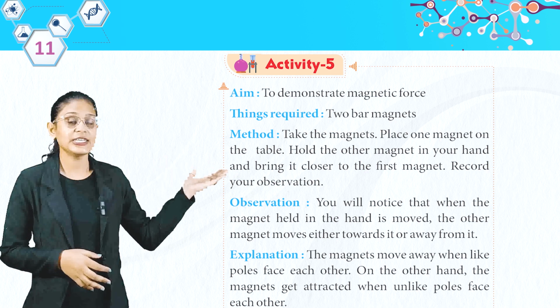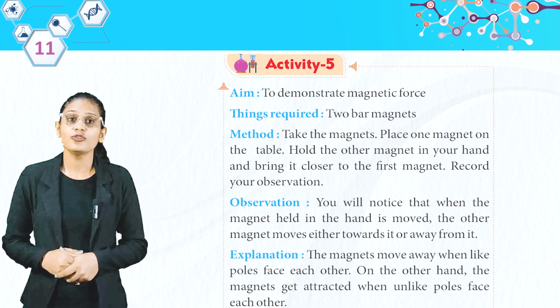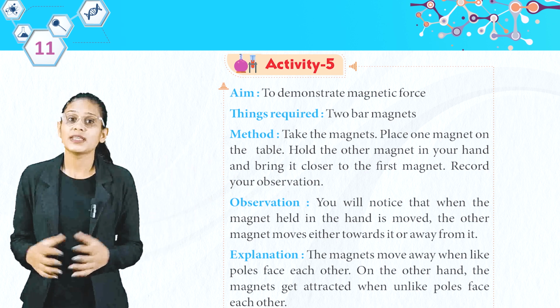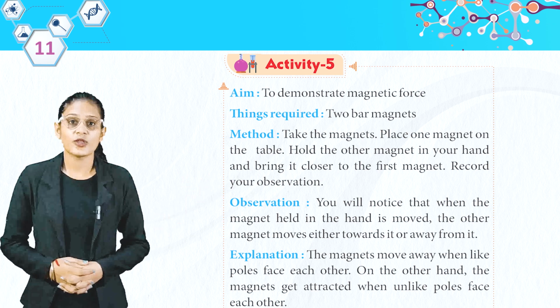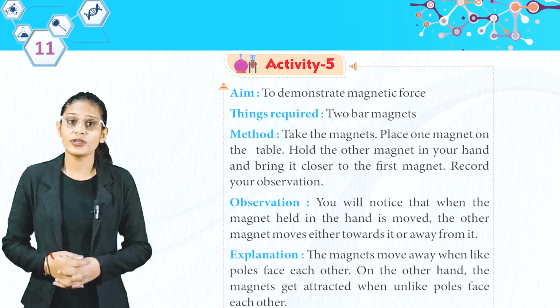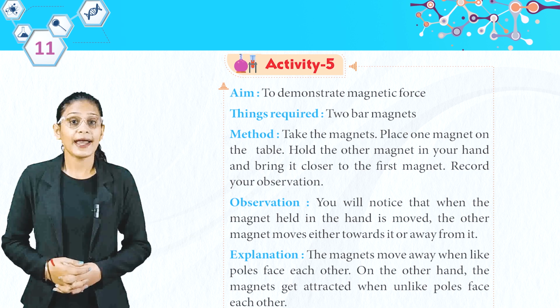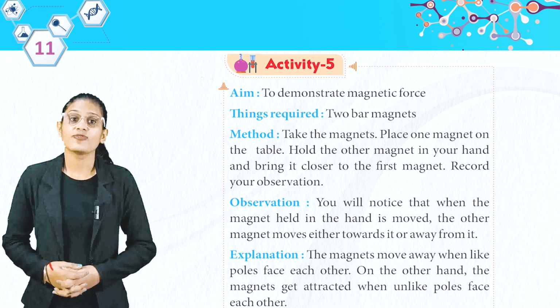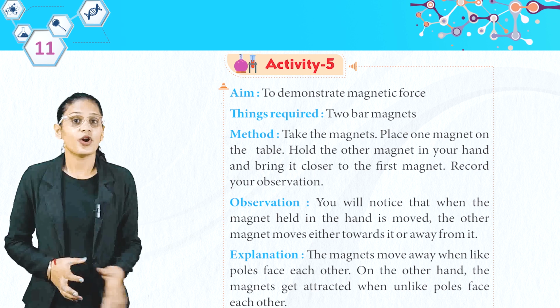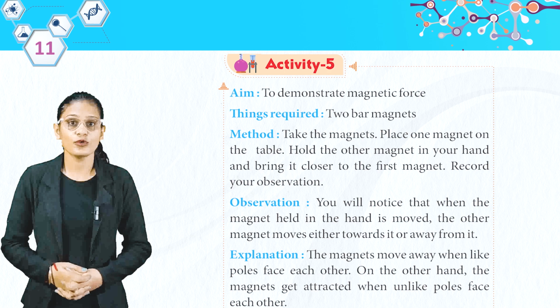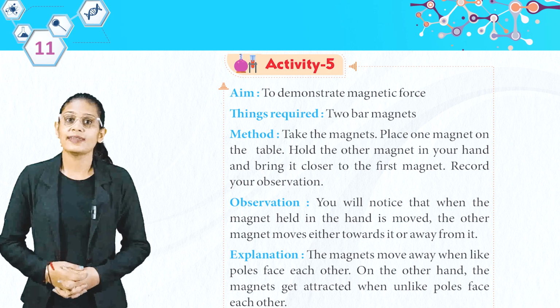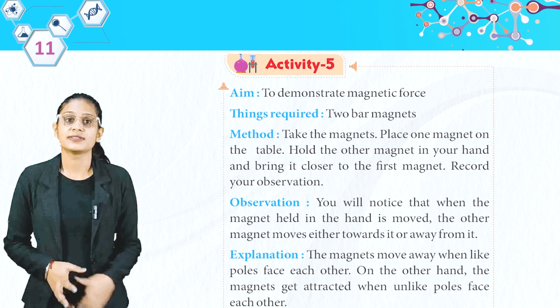Here we have an activity. Activity 5. Aim: to demonstrate magnetic force. Things required: 2 bar magnets. Method: take the magnets, place one magnet on the table, hold the other magnet in your hand and bring it closer to the first magnet. Record your observation. Observation: you will notice that when the magnet held in the hand is moved, the other magnet moves either towards it or away from it.